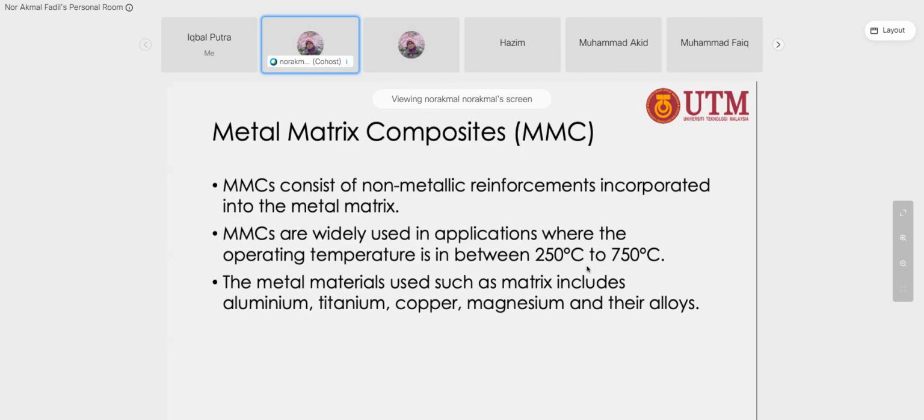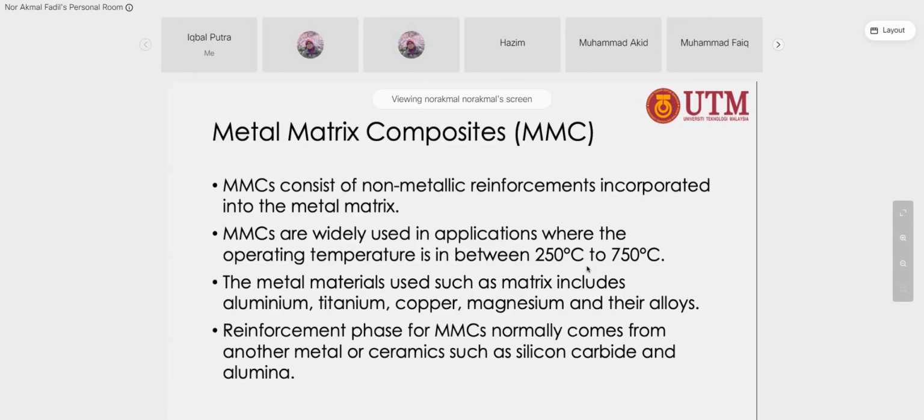The metal materials used as the matrix include aluminum, titanium, copper, magnesium, and some of their alloys. The reinforcement phase for MMC normally comes from another metal in the form of intermetallic, or ceramic, such as silicon carbide and alumina.